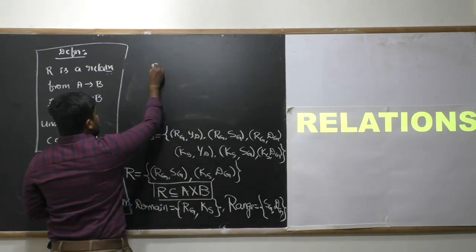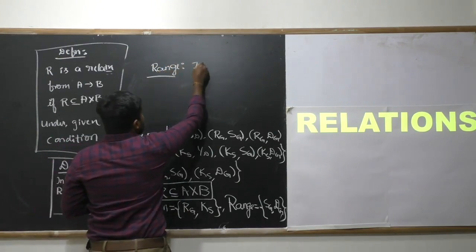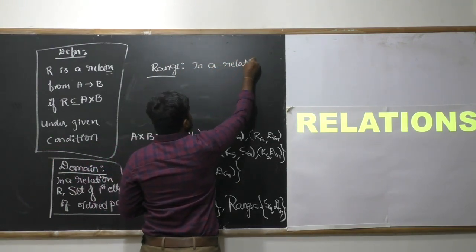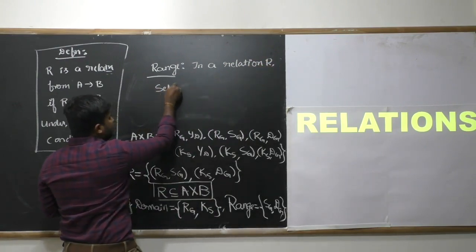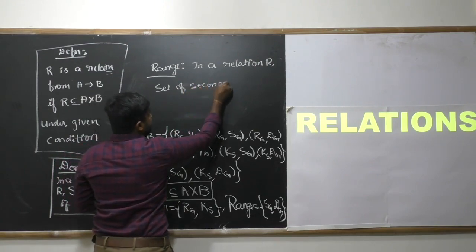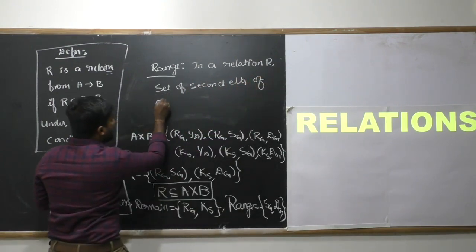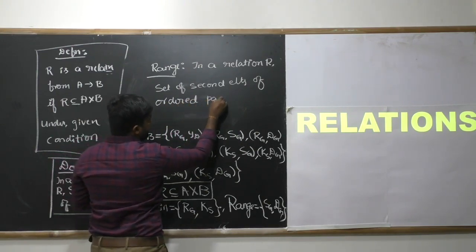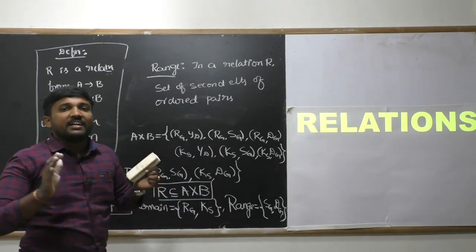Range definition ಏನಂದ್ರೆ, range means in a relation R, set of second elements of ordered pairs. The set of second elements of ordered pairs is the range.